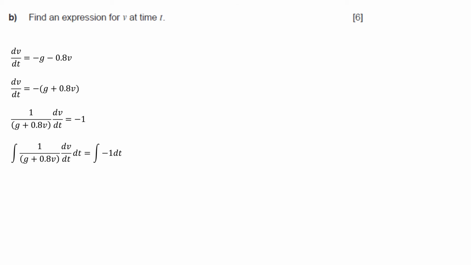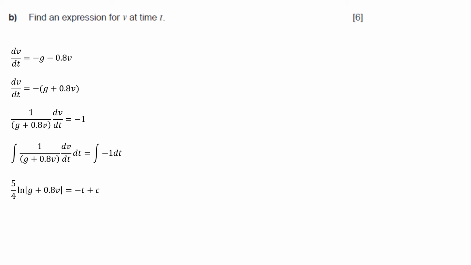And that's what's really happening, because the integral of 1 over g plus 0.8v dv by dt is the reverse of an implicit differentiation. And that's perfectly reasonable. It's a classic log function, as happens in most differential equations. So now, of course, the differential of g plus 0.8v is simply 0.8.